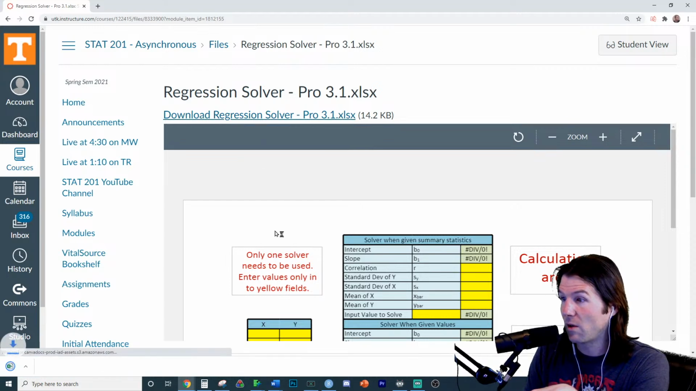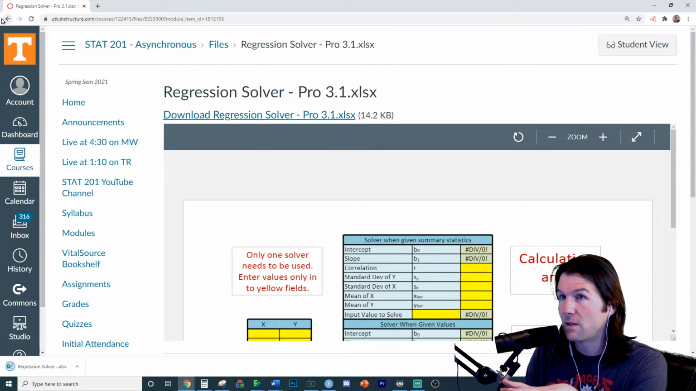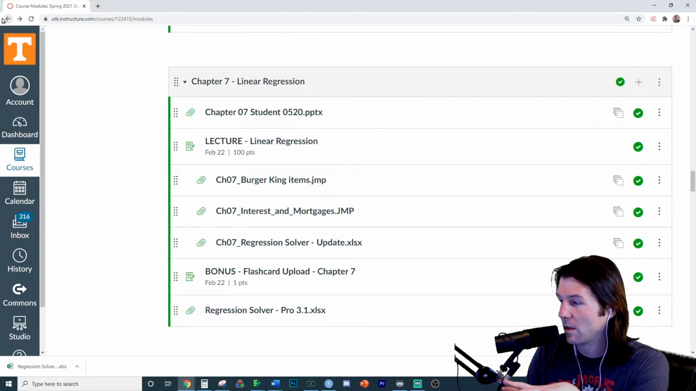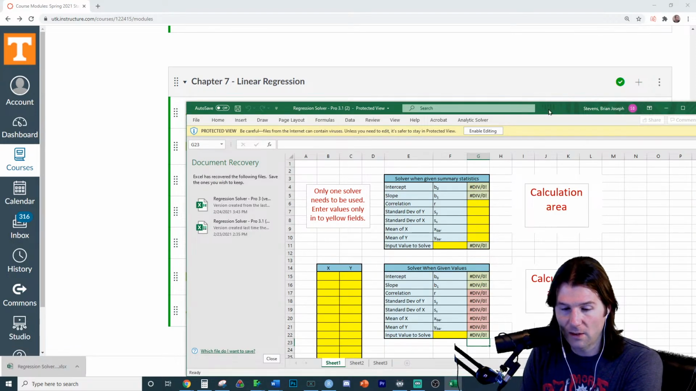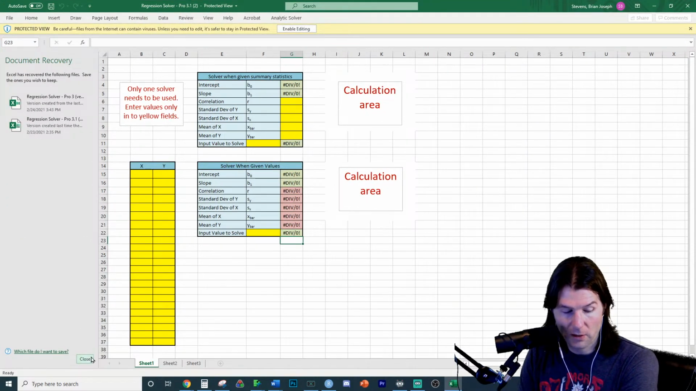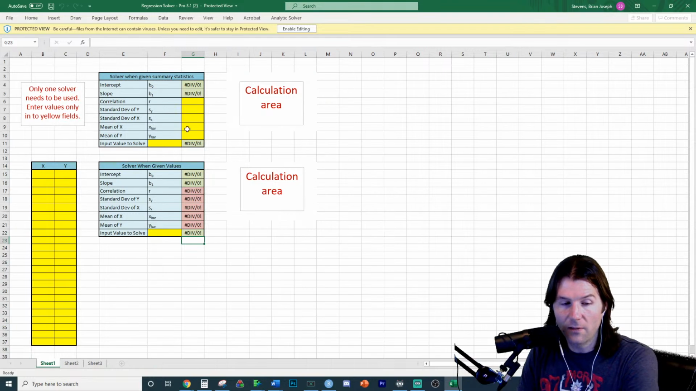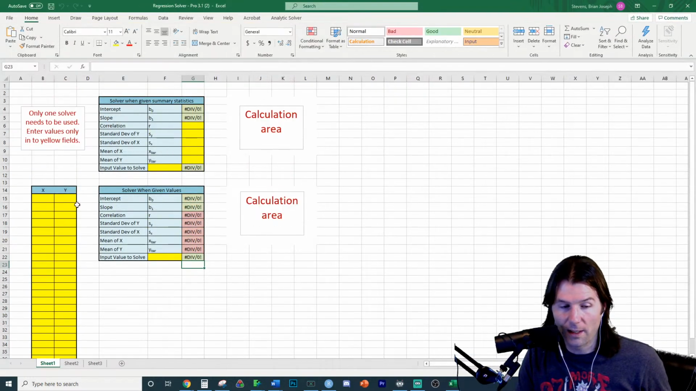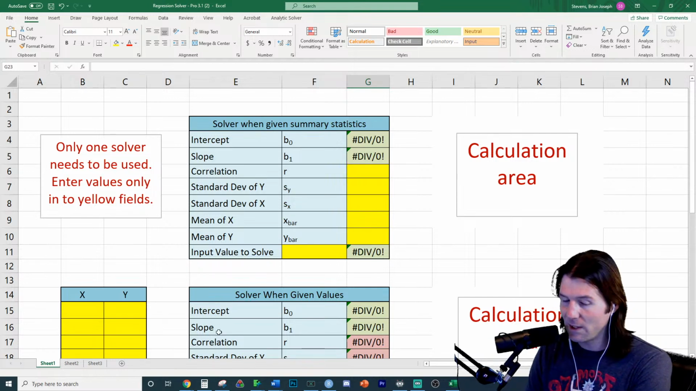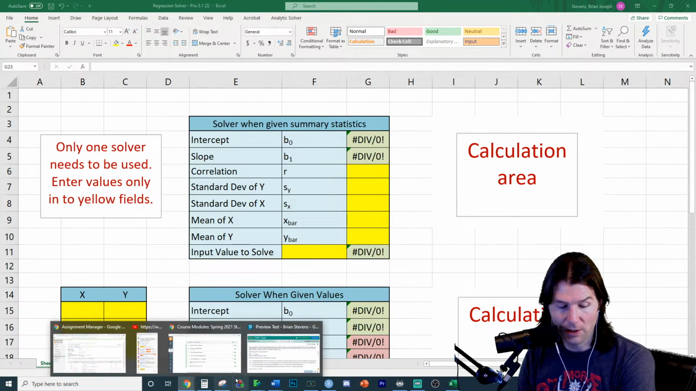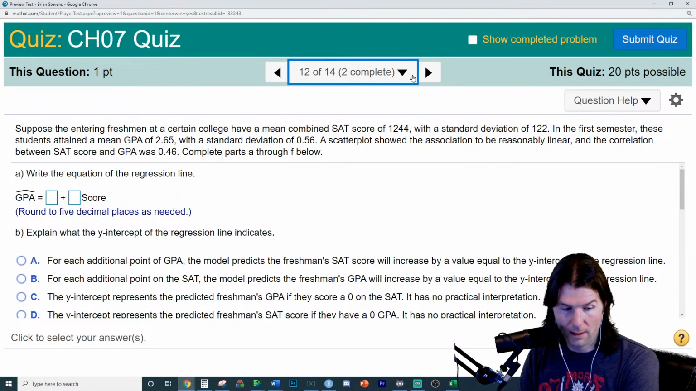I'm getting the Regression Solver Pro from modules. This is under the thing I'm downloading. Oh, both of them? Okay, cool. So Regression Solver right here. This is under the modules, Chapter 7 module. We're just going to open up the Regression Solver right here. And this does all the heavy lifting for us. So instead of solving these things by hand, we're going to let the Regression Solver do it for us. And so let's go ahead and take a look at one of those questions. And here we go.